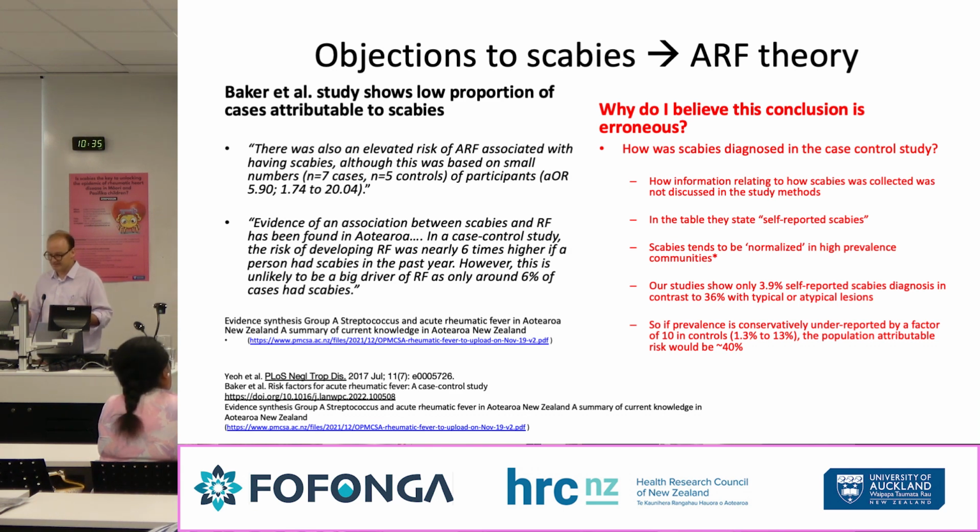But then they say that only a very small number of cases and controls in their study were diagnosed with scabies, so it can't be a big player. Okay, well, let's have a look at the details. How did they diagnose scabies in their study? They asked people, do you have scabies? In our surveys, when we asked people, did you have scabies, about 5% said yes. When we looked at their skin, we got a prevalence of between 20 and 30%.